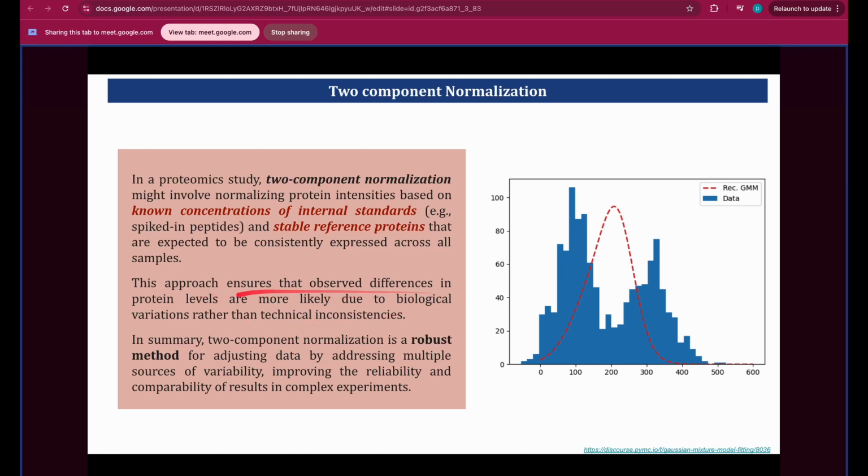This ensures that the observed differences in protein levels are more likely due to biological variations rather than technical inconsistencies. This is a robust method because it adjusts the values by addressing multiple sources of variability, and it also improves reliability because now you are aware of the reference proteins, so you know where they should be expected. These are also referred to as Gaussian mixture models. You use a Gaussian mixture model, and you try to fit the data into the appropriate distribution pattern, so that it could generate more informative content for you. So this is all about the two component normalization.